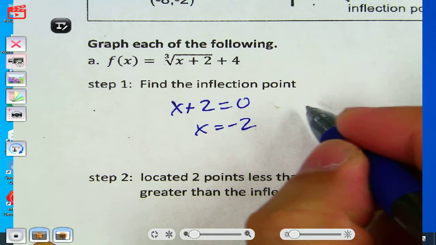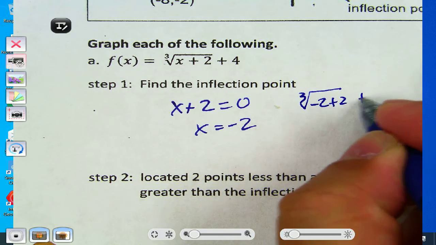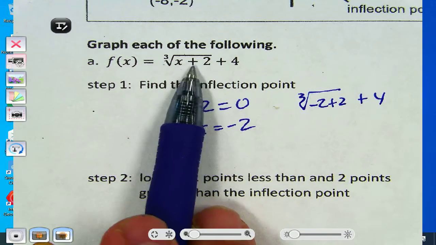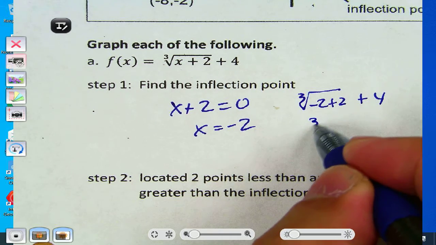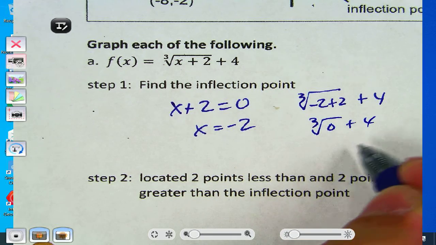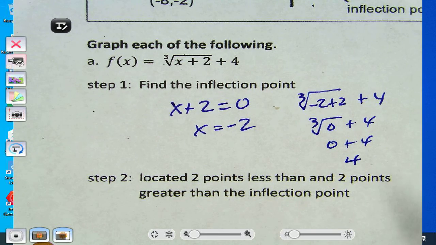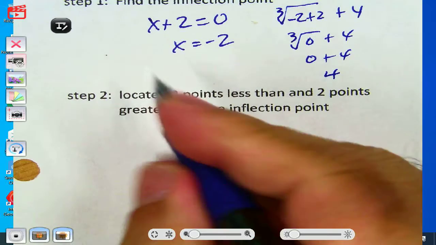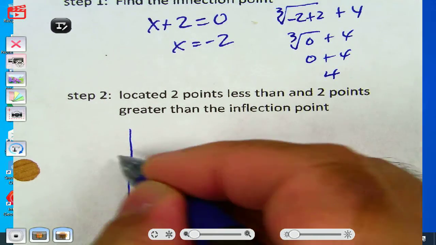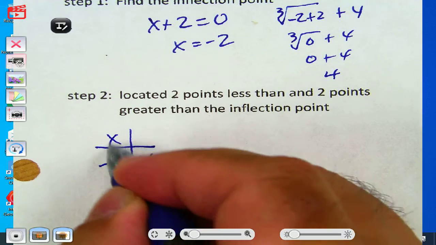When you plug it in, it's cube root of negative 2 plus 2, plus 4, right? So I'm plugging it into that function. What does that equal? Cube root of 0, which is just 0, and then 4 at the end. So it's 0 plus 4, so it's just 4. Now we're going to make that t-chart using these numbers. You're going to have negative 2 and 4, x and f of x.